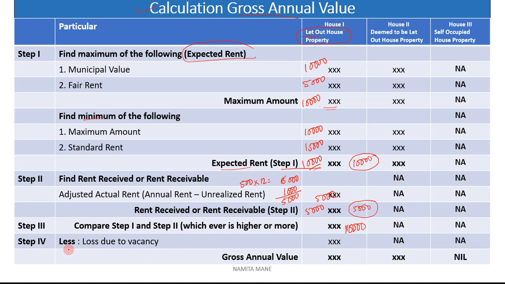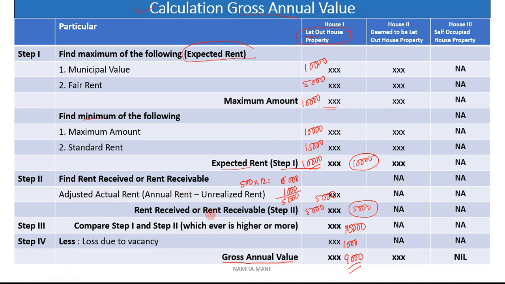Step number 4, less loss due to vacancy. For example, suppose the loss due to vacancy is 1,000 rupees. So 10,000 minus 1,000, the remaining amount is 9,000. So this 9,000 is the gross annual value, for which type of property? For let out house property.